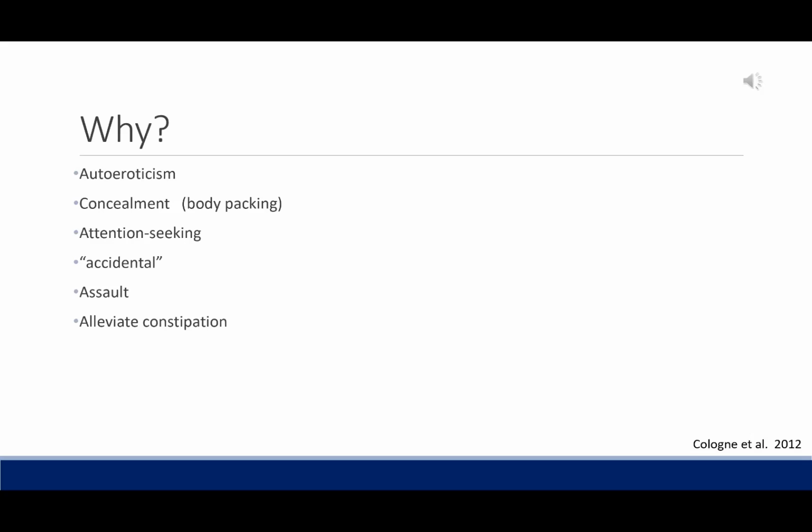Why does this occur? The most common reason for foreign body insertion given is autoeroticism, followed by concealment, also referred to as body packing, attention-seeking behavior or psychiatric disorders, quote-unquote accidental, assault, and to alleviate constipation. And in some cases, we may never know the true reason.